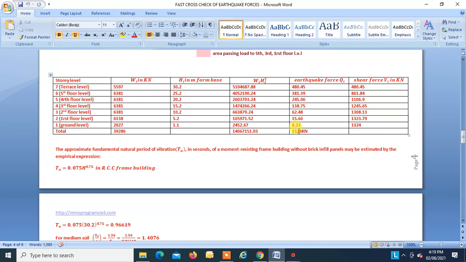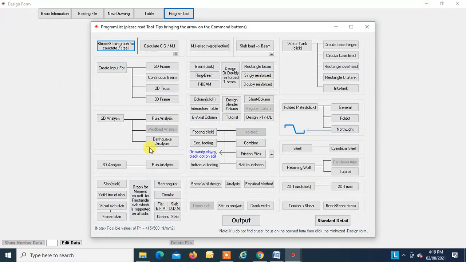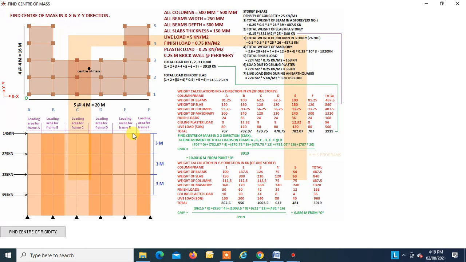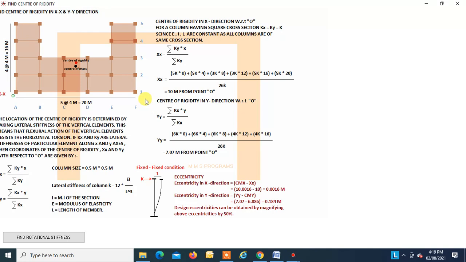we can make our life easy by making a program which directly gives us the earthquake forces. We'll try to run that program. Before going into the program, I will show you some pages. This is a very important page which explains how the seismic weight is calculated, and after the calculation of seismic weight, how we get the center of mass, right? Then this shows how we calculate the center of rigidity.